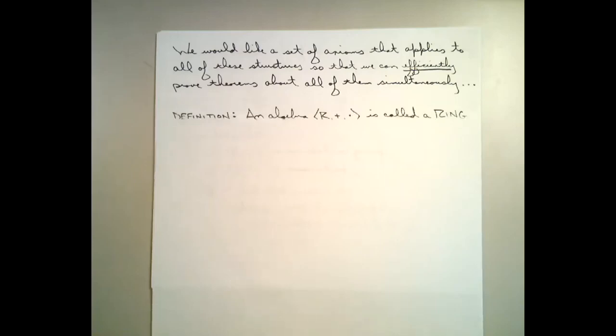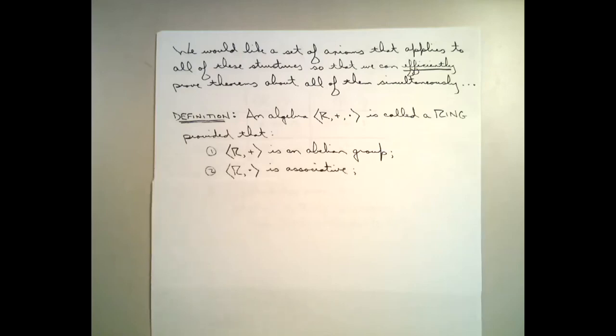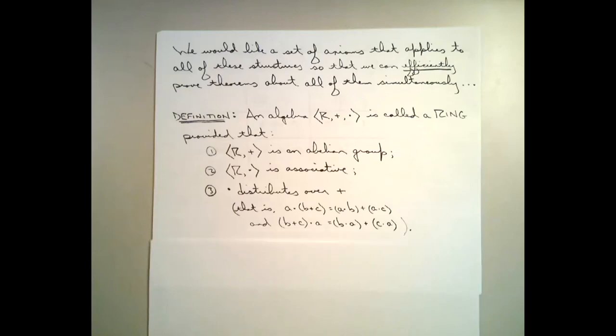Well, by studying the ones that we've just looked at, it seems that a reasonable set of axioms to focus on would be that the structure under addition be an abelian group. Remember, all of those examples were abelian groups under addition. All of the examples that we looked at were associative, right? They all satisfied the associative property with respect to multiplication, and they all satisfied the distributive property, right? And again, by this I mean that A dot (B plus C) is A times B plus A times C, but also in the other direction, right?